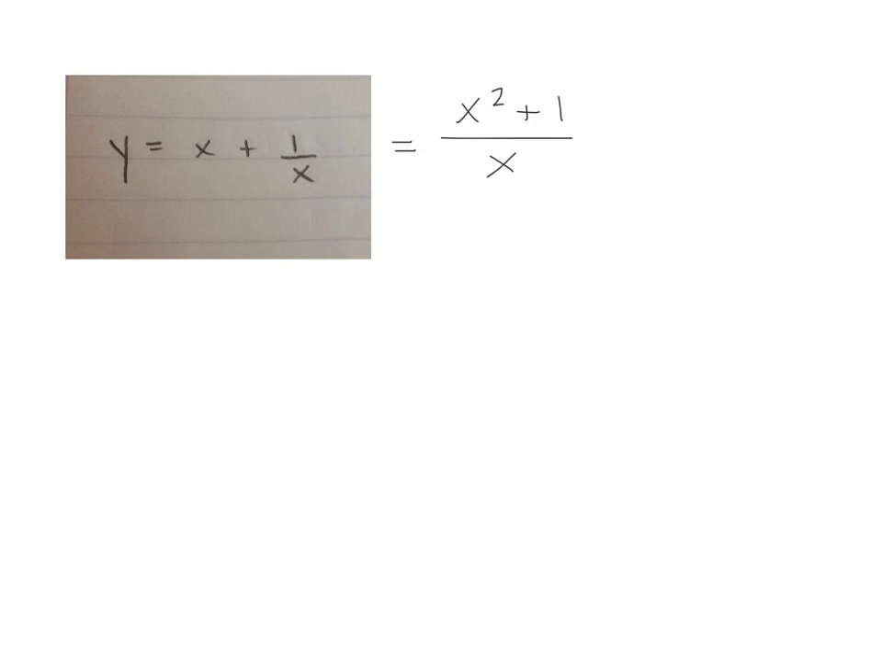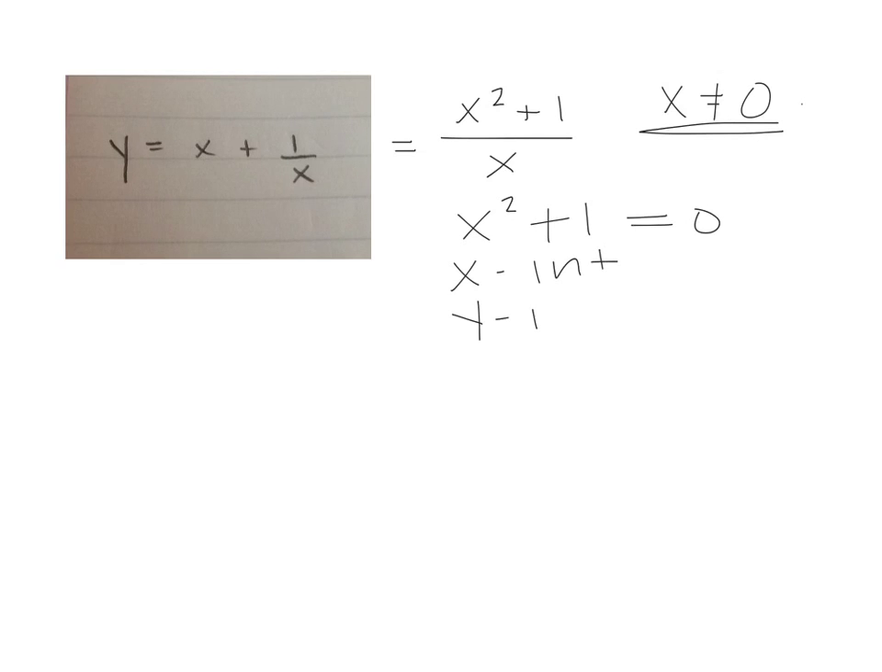If I put it into one rational expression, I can see clearly that x is not allowed to be 0, right? And that is an asymptote behavior right there that we need to consider. There are no zeros. There is no place that x squared plus 1 can equal 0, so there's no x-intercepts. And since x can't be 0, there's no y-intercepts. There's none of those. I can see that.